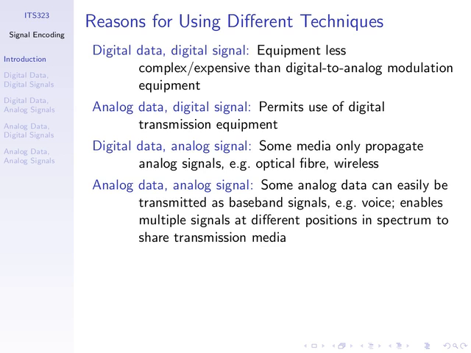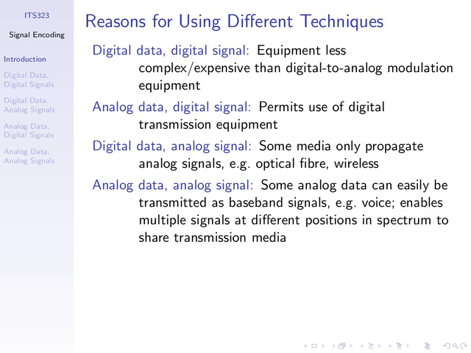All 4 of them are used in practice, these 4 combinations: digital data, digital signal, and so on. Some of the advantages of using a fully digital system, digital data and digital signals: generally, digital signaling can be less expensive, without having to convert between analog and digital. So that's one of the advantages of using a fully digital system.